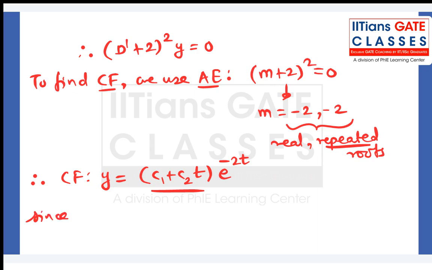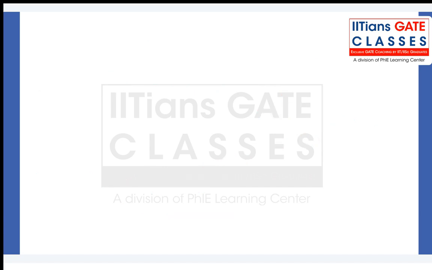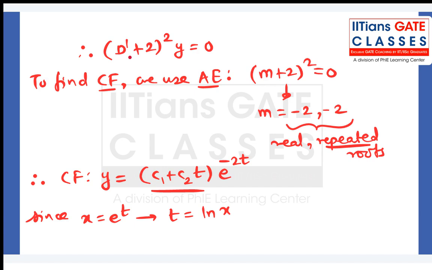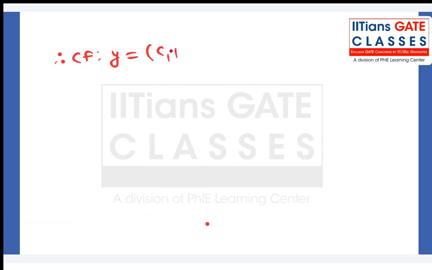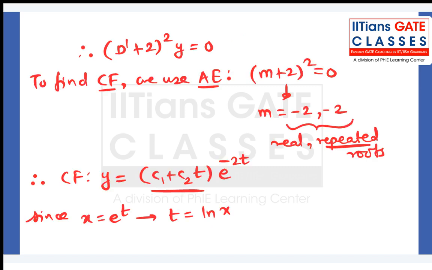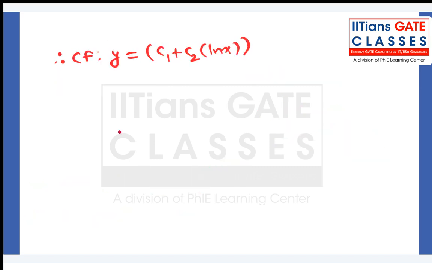Since your x is e power t, your t is nothing but ln of x. And therefore your complementary function becomes y equal to c1 plus c2 t, so that will be c1 plus c2 into ln of x, and e power -2t, so that will be e power -2 ln of x. It can be further simplified as y equal to (c1 plus c2 ln x) into x power -2, and this is your complementary function. This is your solution also.